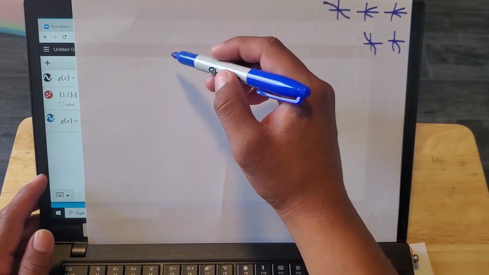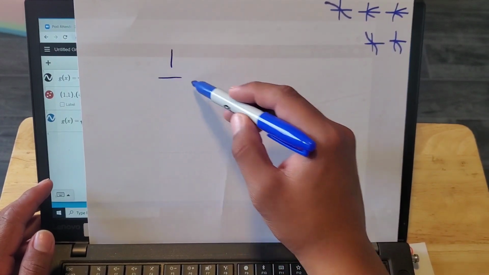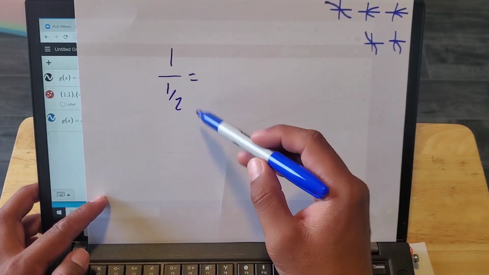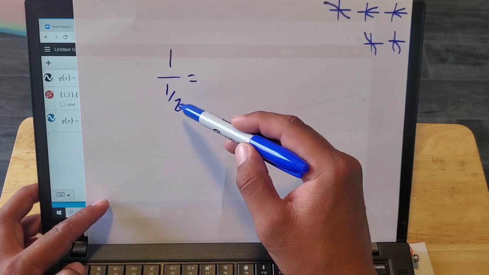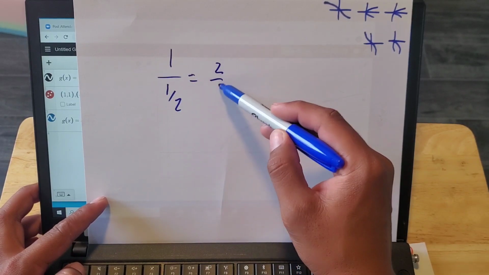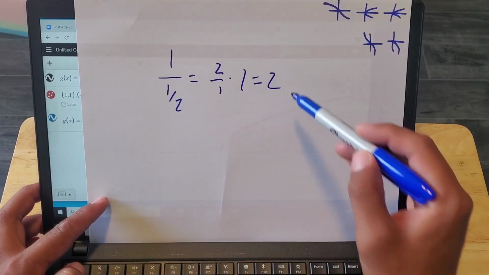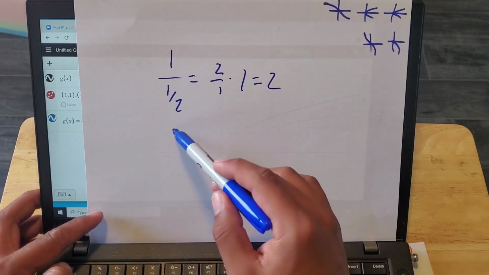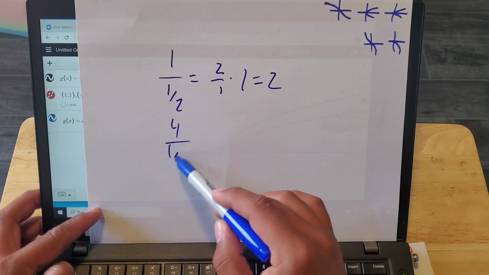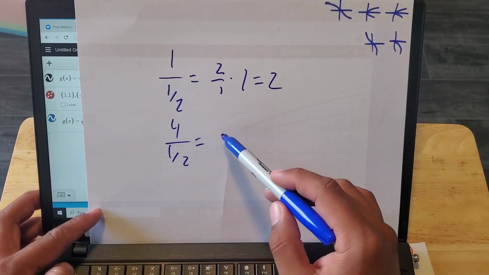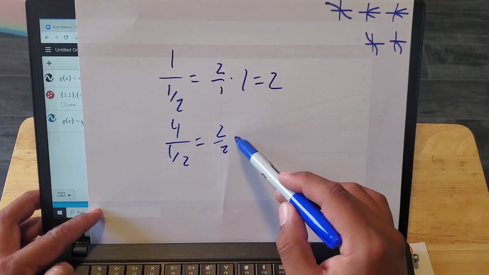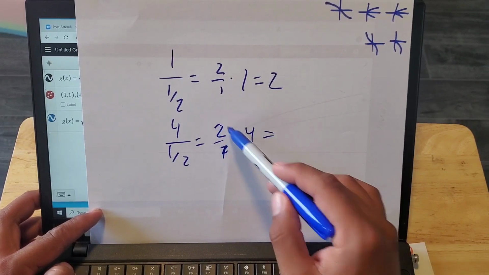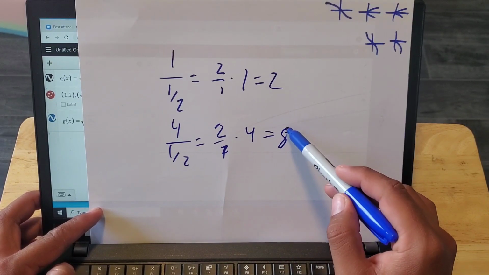So what's happening is we're taking that 1, and I'm dividing that 1 by a half. But if you remember from algebra, when you divide by a fraction, you have to multiply by the reciprocal. So that 1 ends up becoming 2. And the 4, because it's the other coordinate, is also divided by a half, but I end up multiplying it by 2. So 2 times 4 is 8.